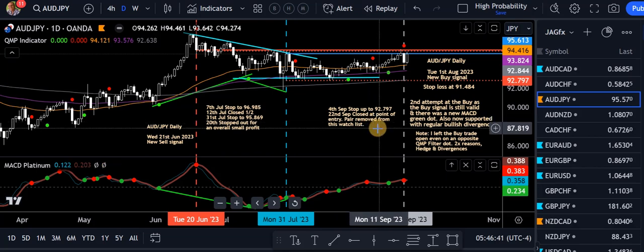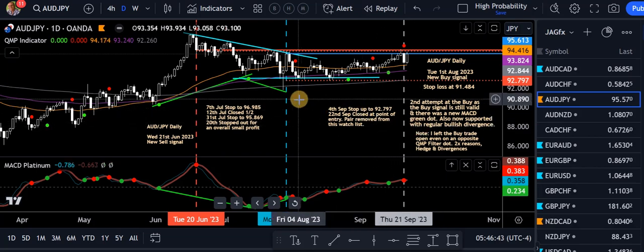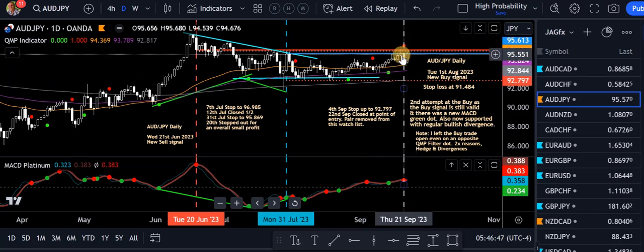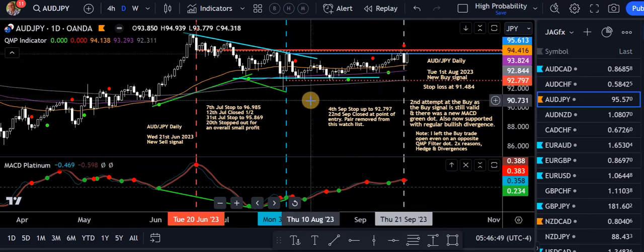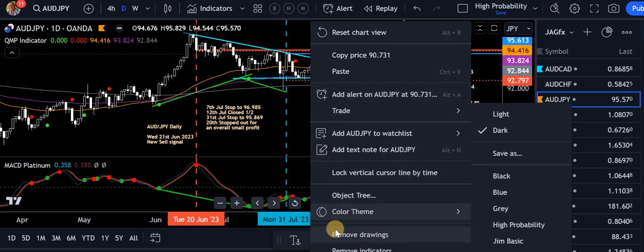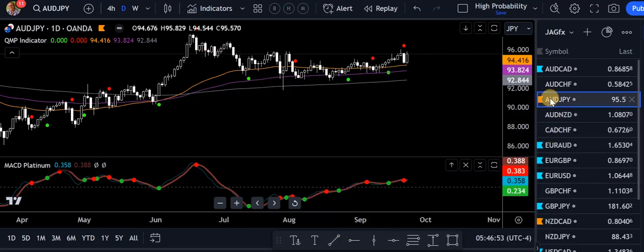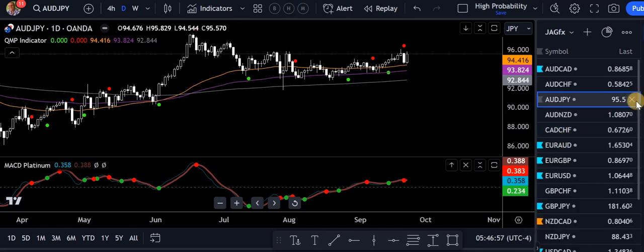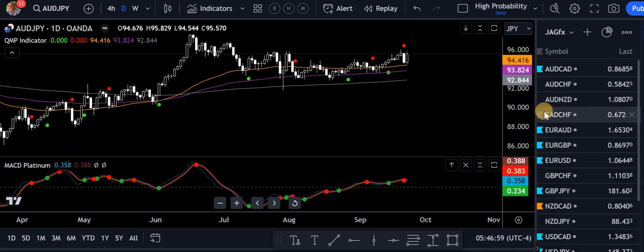Pair removed from this watch list. So that's why it's there. It's gone. So I closed the buy at break even and closed the sell. Stopped out for a small overall profit. And we're going to get rid of it. Remove the drawings. Unflag it. And gone. Aussie yen gone.